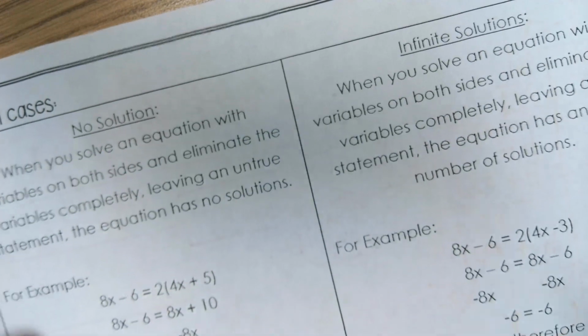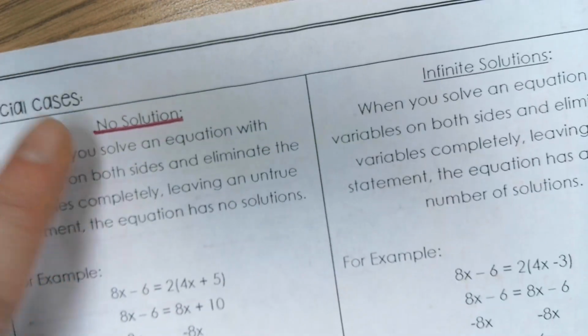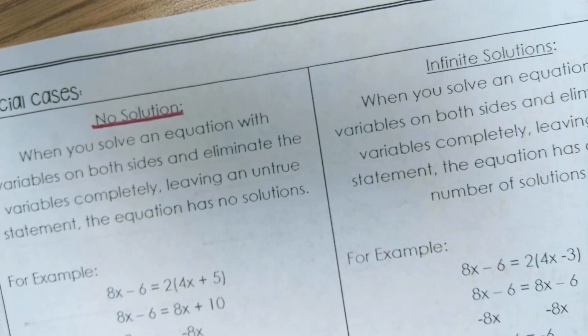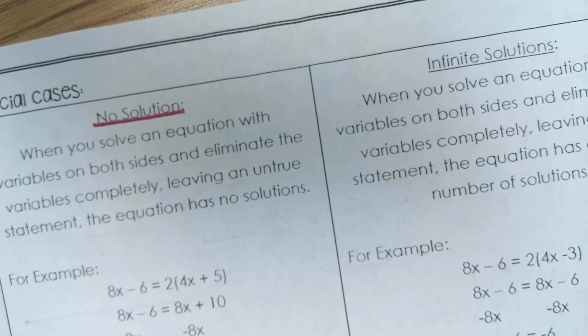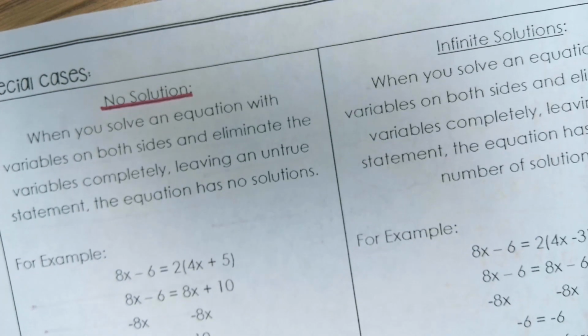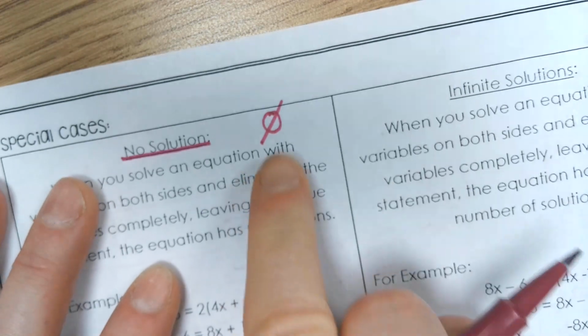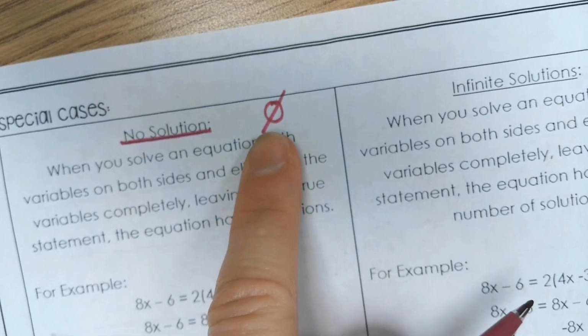So the first one is no solution. Underline no solution with your pencil. There is a symbol that represents no solution. It's a 0 with a slash through it. That means there's no value that makes that equation true. So draw a 0 with a slash through it like this. That means no solution.